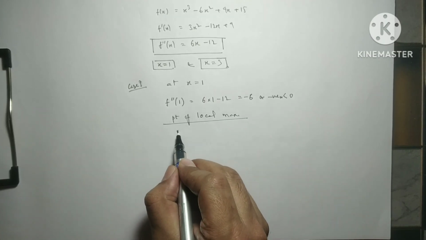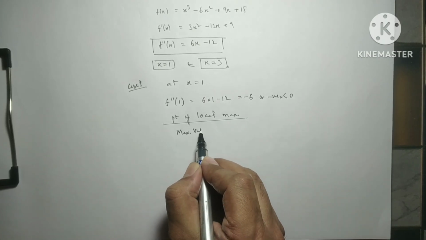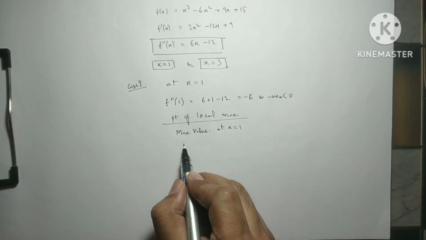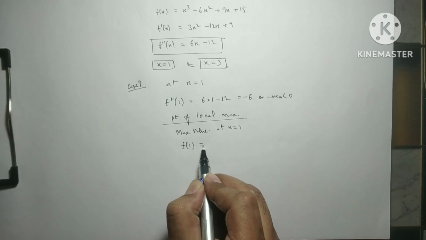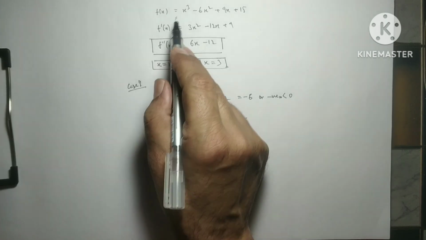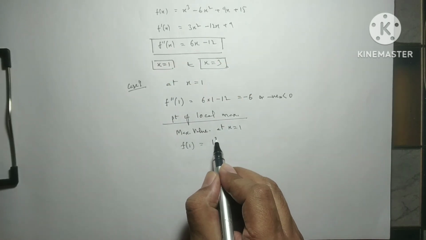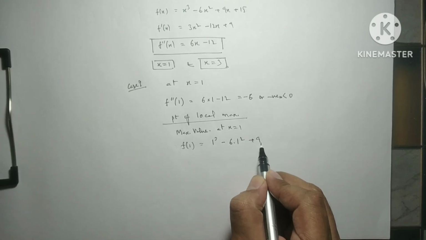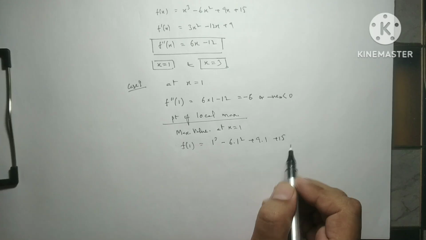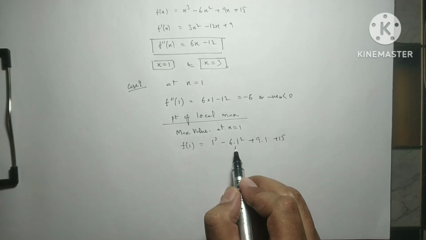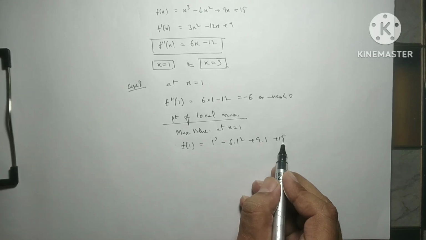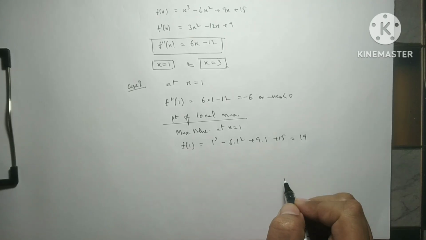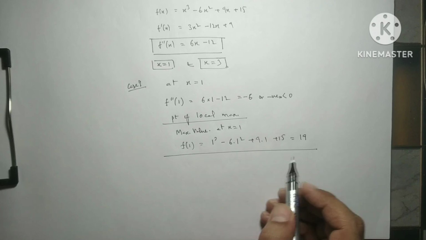So the maximum value will be f(1). We put this value in the function, so it will be 1 cube minus 6 into 1 square plus 9 into 1 plus 15. So it will be minus 6, and this is 10 and 15. It's 25 minus 6, we get 19. So this is the maximum value.